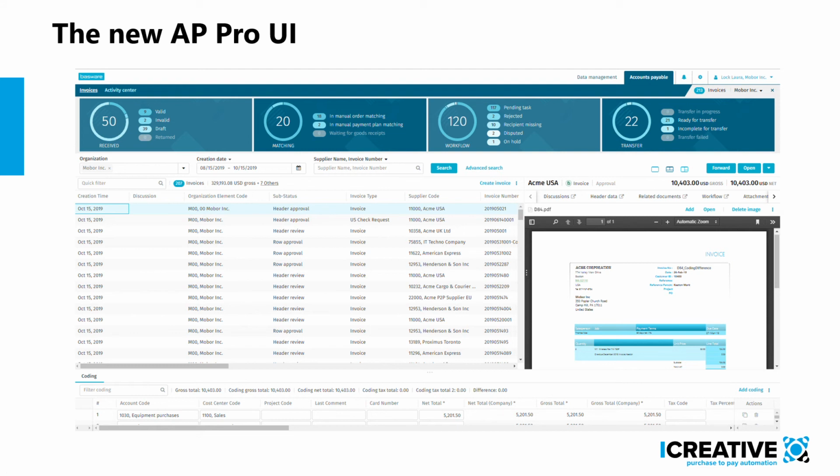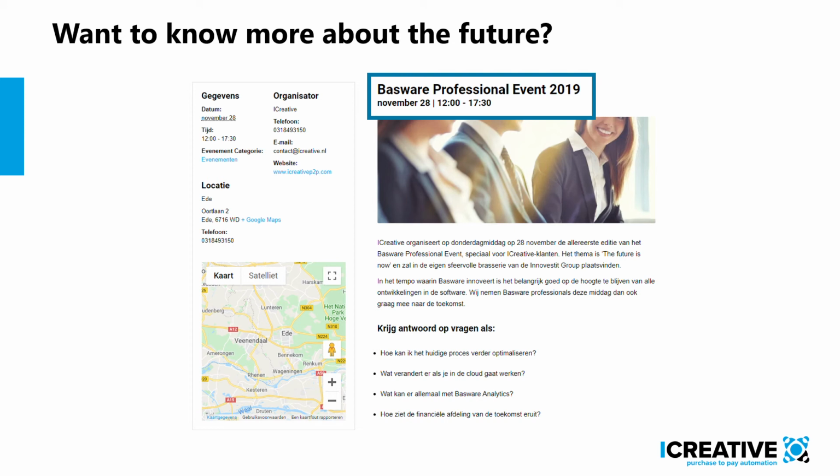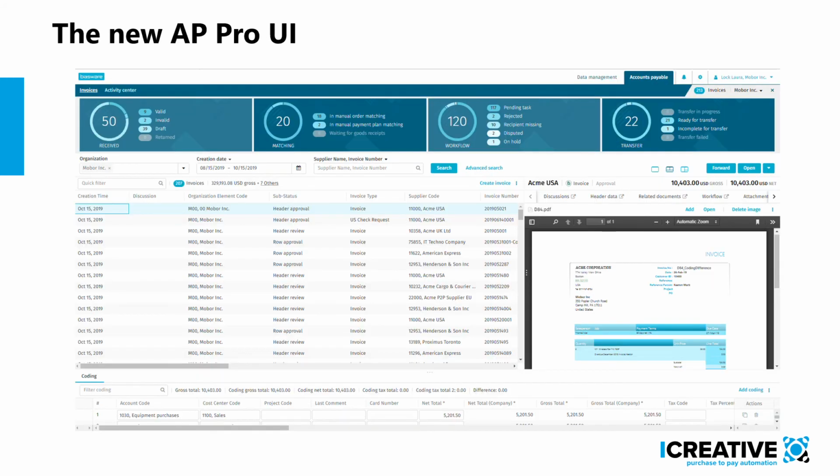Before I go into it too deeply, there is something that I want to mention that is more important to know. On November the 28th, we are holding a Basware professional event, especially for the Dutch customers that are listening right now. And this is all about the future. My colleagues and I will have a meeting there, a presentation, and my presentation is all about the new AP Pro. So you can see how it works.